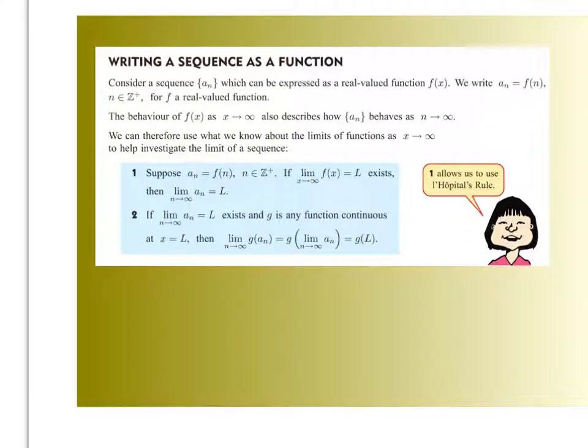All right, so this slide right here basically just allows us to write a sequence as a function. So consider a sequence a sub n, which can be expressed as a real valued function. Write a sub n as f of n, where n is all numbers in Z plus, for f a real valued function. The behavior of f of x as x goes to infinity could also describe a sub n as n goes to infinity. A couple of properties here.